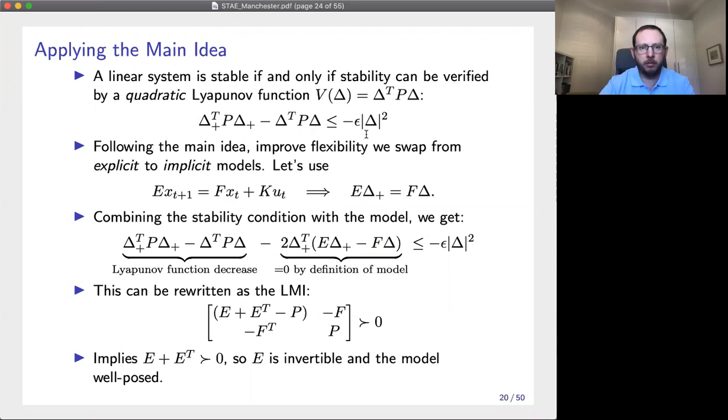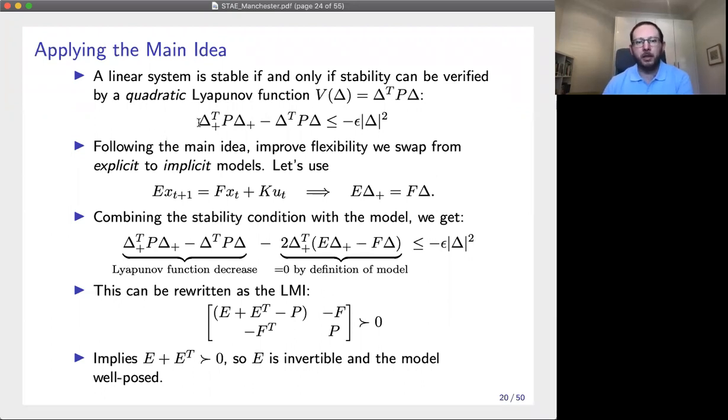Okay, so how are we going to apply this main idea that I introduced before? First of all, we need to think about the Lyapunov functions that we're going to search for. The nice thing about linear systems, of course, is that they are stable if and only if this stability can be established with a quadratic Lyapunov function. So without loss of generality, we can choose V of delta to be delta transpose P delta, where P is a positive definite matrix.